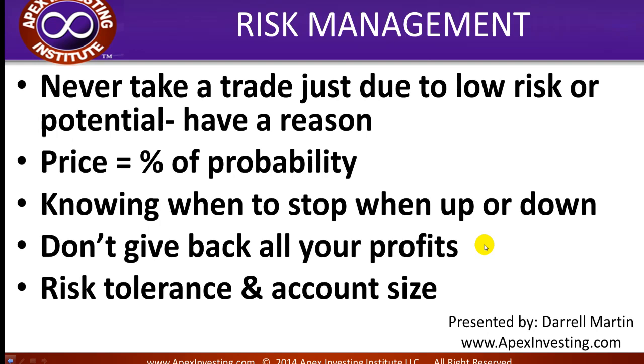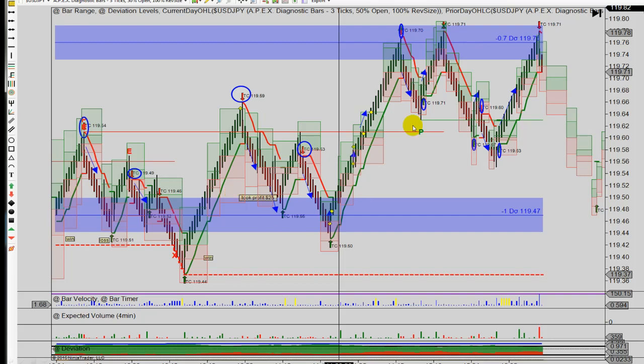Have good risk tolerance, good account size. Don't go in with a $500 account and put $300 on the line. One contract at a time can do a lot more than you think it can. So just don't over-risk your account.